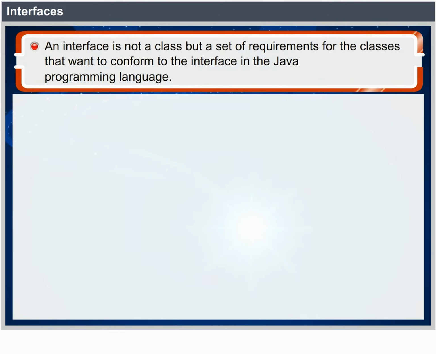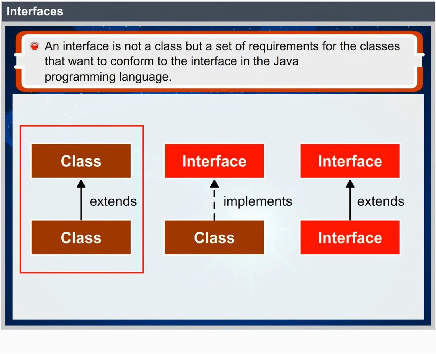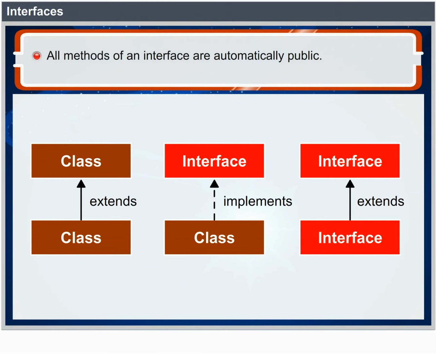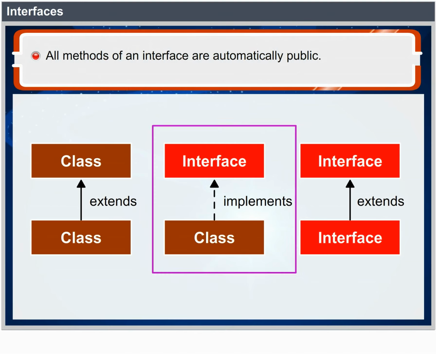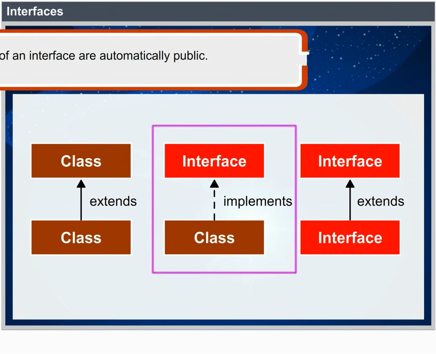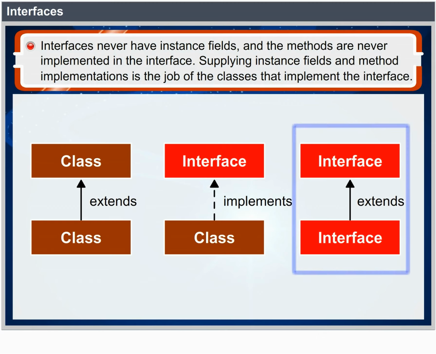Interfaces. An interface is not a class, but a set of requirements for the classes that want to conform to the interface in the Java programming language. All methods of an interface are automatically public. Interfaces never have instance fields, and the methods are never implemented in the interface. Supplying instance fields and method implementation is the job for the classes that implement the interfaces.